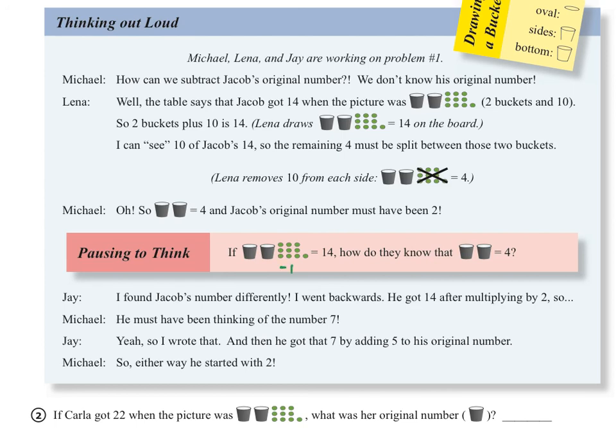Now remember back, it said that she took away 10 from both sides. Algebraically, we might show it like this. Maybe subtract 10 here, and I subtract 10 from the other side. And so I would still have my 2 buckets equal to 4. That's another way of looking at it.